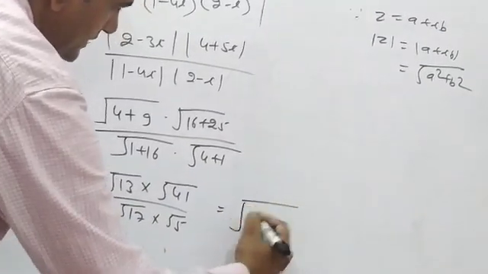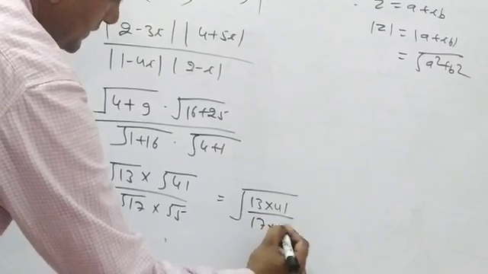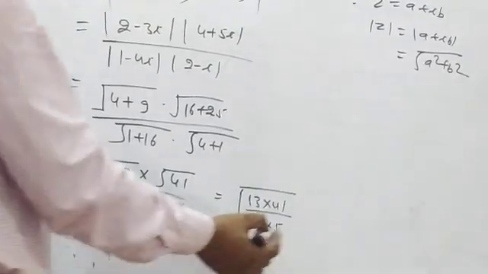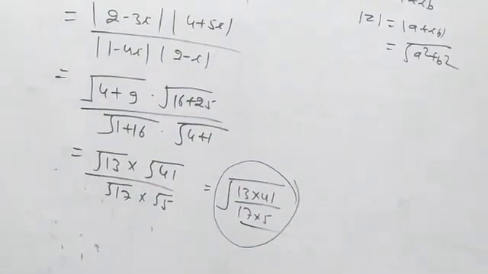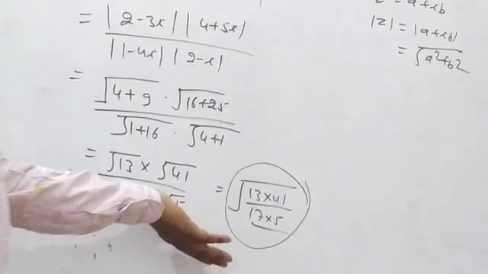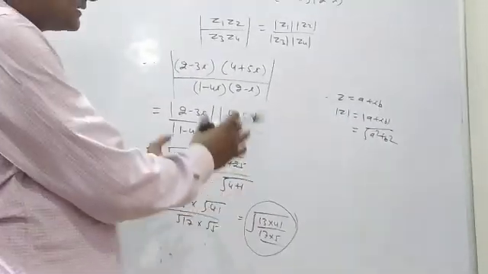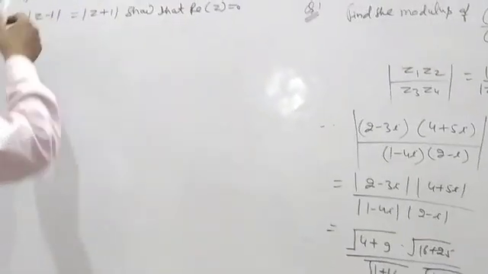Now under root 13 into 41 upon 17 into 5. Now you can multiply to get whatever the answer is. Now this is the value. Understood? Clear? Because it is a simple calculation you can do it, okay. I'm not going to multiply and divide all this. Now see the second question.